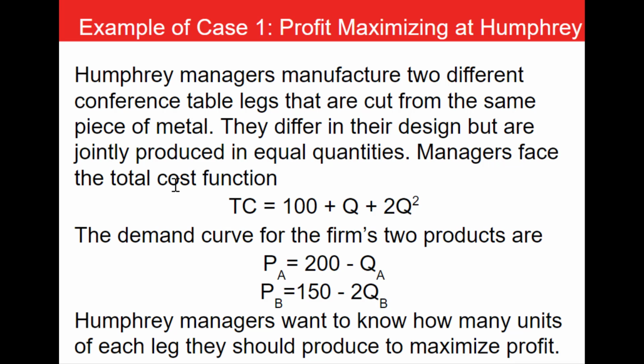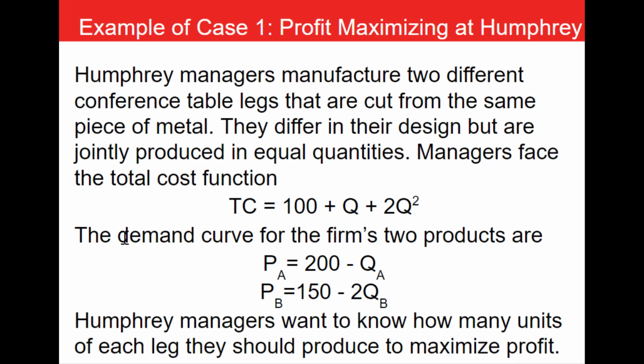Managers face the total cost function TC equal 100 plus Q plus 2Q squared. So again, it's one company, so it has one total cost function written in terms of Q. So Q here is the output, but then this question already says that the products are produced in equal quantity. So Q actually represents the amount of each output product A and B. So Q equal QA equal QB. So that's a hidden equation in this example.